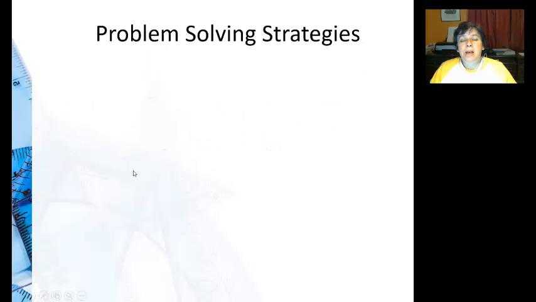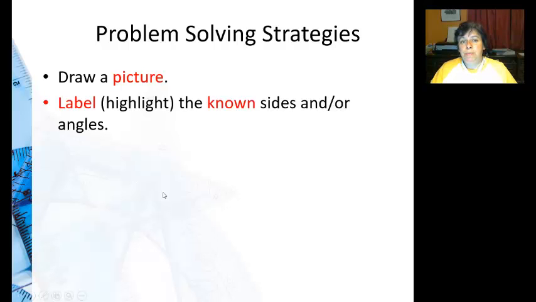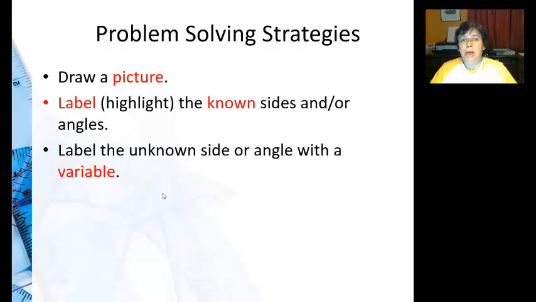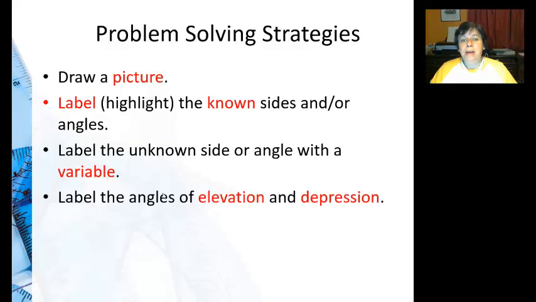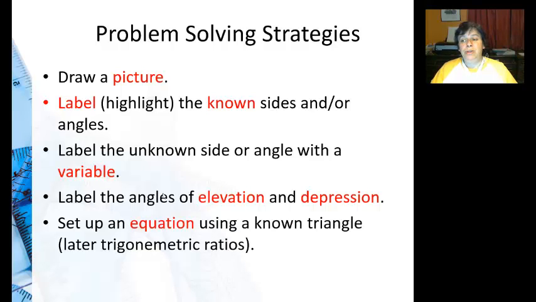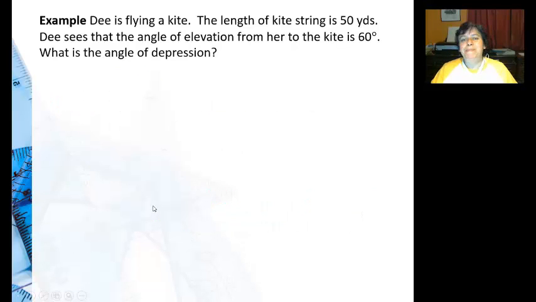So let's quickly go over some problem-solving strategies. We're not going to be doing any mathematical stuff today because I'm going to give you some tools to do that later. But here are the strategies you'll want to use. First, always draw a picture. Label or highlight the known sides and label the unknown side or angle with a variable. Finally, label the angles of elevation and depression. Later, I'm going to teach you how to set up an equation using a known triangle, special rights, or trigonometric ratios, but not today.